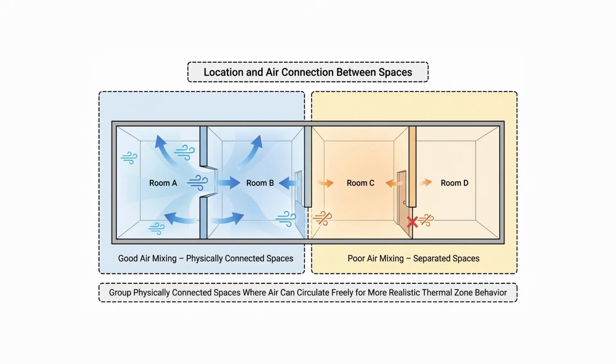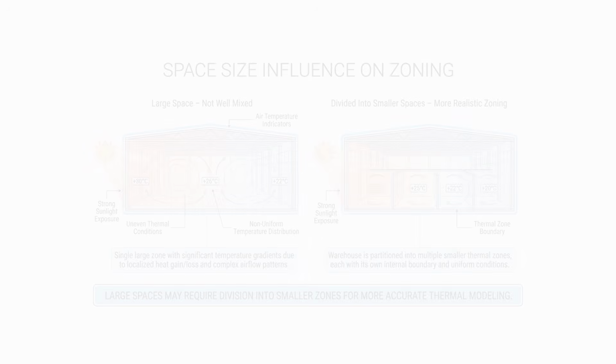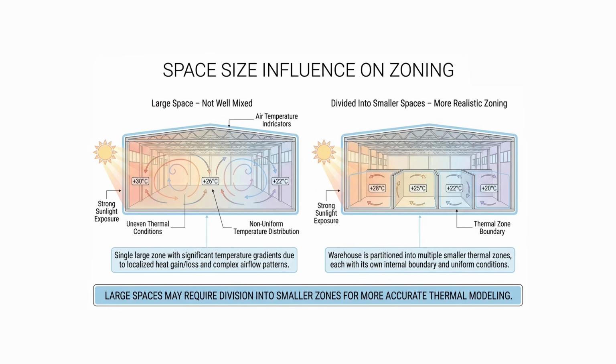The location and connection between spaces is also important. In reality, air mixes more easily between spaces that are physically close to each other and connected by doors, corridors, or open passages. If two spaces are far apart or separated by barriers that restrict airflow, it is less realistic to assume that the air between them is well mixed. When defining thermal zones, it is helpful to think about whether air could realistically circulate between the spaces being grouped together.